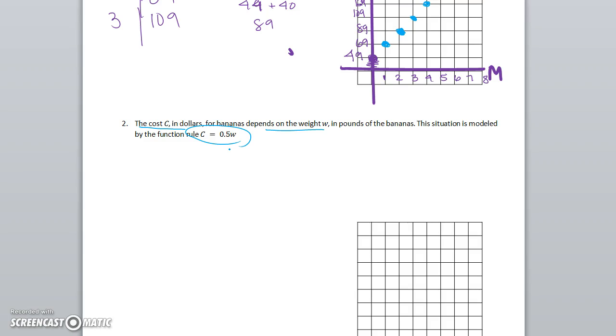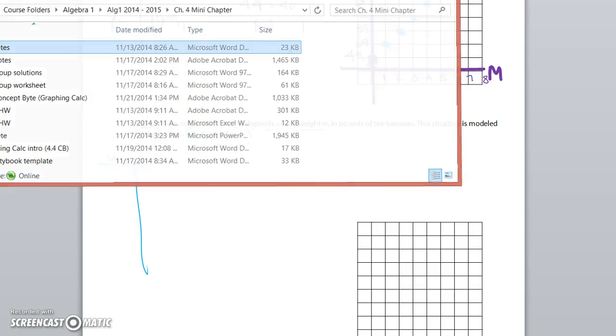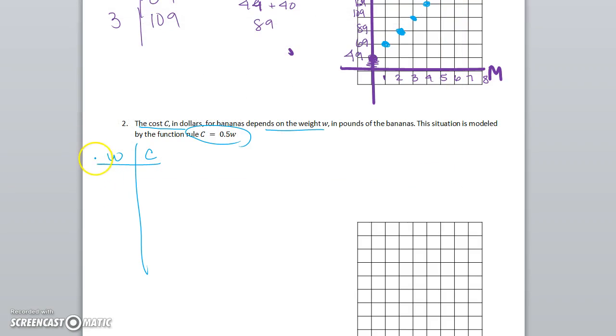And what we would need to do is to create another XY table. So I have my W and I have my C. And then we're going to plug in some values. So what's the smallest amount that I can buy? I think I can buy 0. I can decide I'm going to save my money and not buy any bananas today. I could also buy 1 pound. I could buy 2 pounds. I could buy 3 pounds, whatever I really want, actually. But if I buy 0, 0.5 times 0, that means I'm not paying any money.